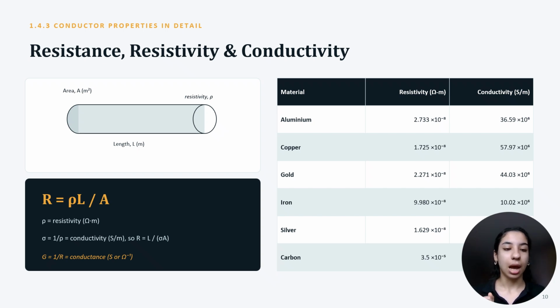Now, from the resistivity of a wire, we can find other things, something called conductivity, which is 1 divided by resistivity, or conductance, which we are going to use later on, which is G equals 1 divided by R, where R is the resistance. On the right you can see a table of different materials with their resistivity and conductivity, and you are free to pause the video to have a look at it.